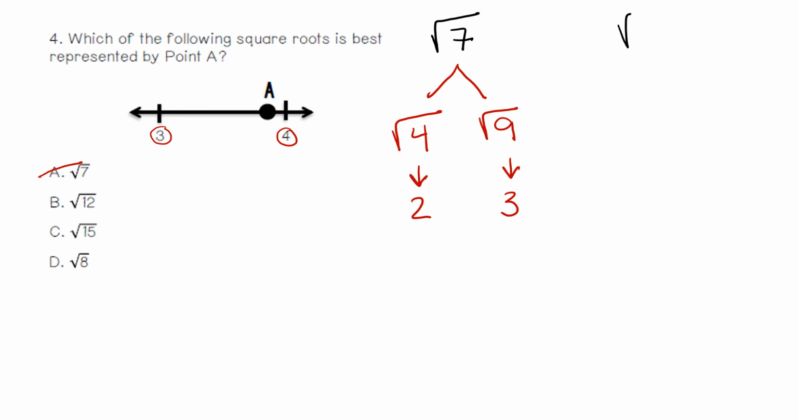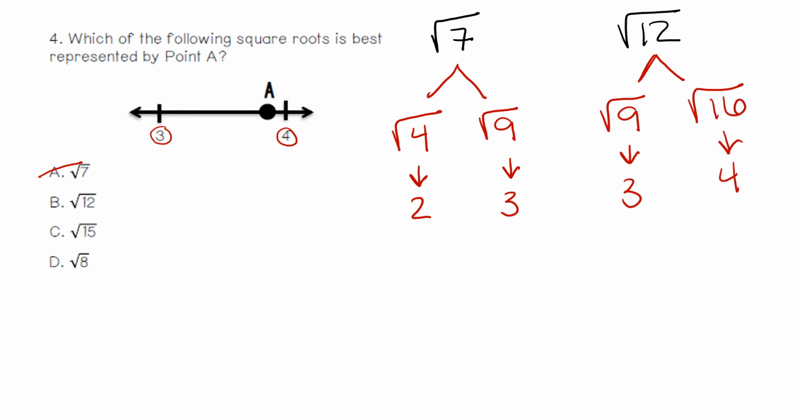Looking at B, the square root of 12, we can break that apart. A smaller square root would be the square root of 9, which is 3 times 3. A larger square root would be the square root of 16, which is 4, 4 times 4. 12 is a possible answer choice, but we're going to keep solving to see if there is a better one.